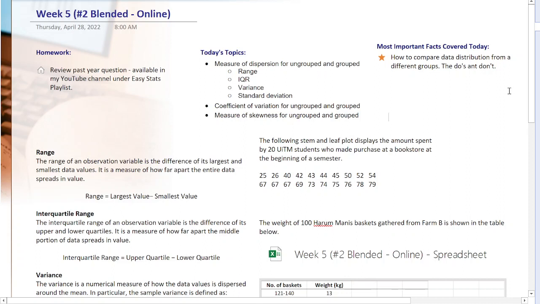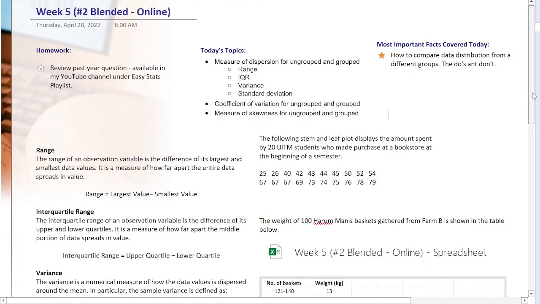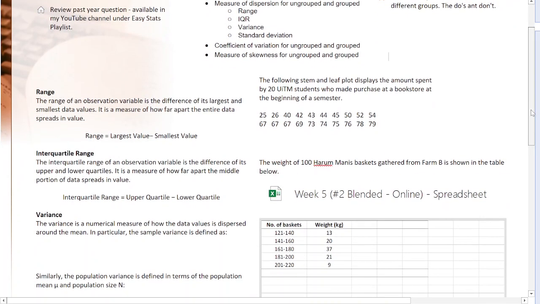We're going to start with the measures of dispersion for ungrouped data and also for the grouped data set. We're going to do it first, and these are the data that we're going to use to perform our demonstration on how to calculate all these values. So the first one that we're going to look at is range.